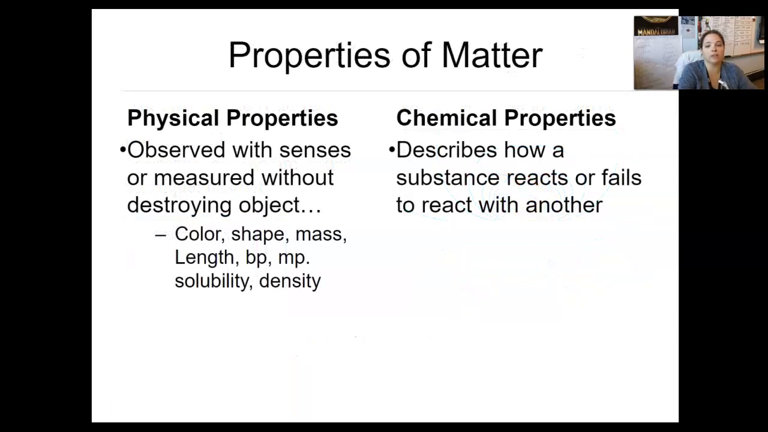Okay, so properties of matter. We've got physical properties and chemical properties. Physical, this is observed with the senses. Anything physical, you're observing it, you're looking at it, you're hearing it, you're touching it. It's measured without destroying that object. You can observe color, shape, mass, length, boiling point, melting point, solubility, density. Yes, boiling point. All you're doing is changing it from one state to another.